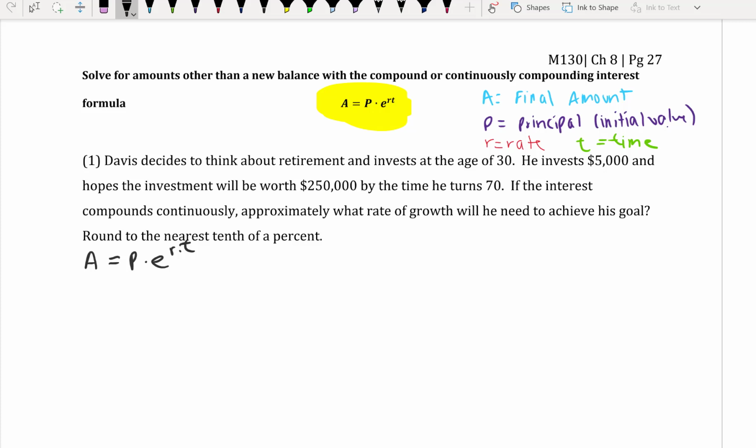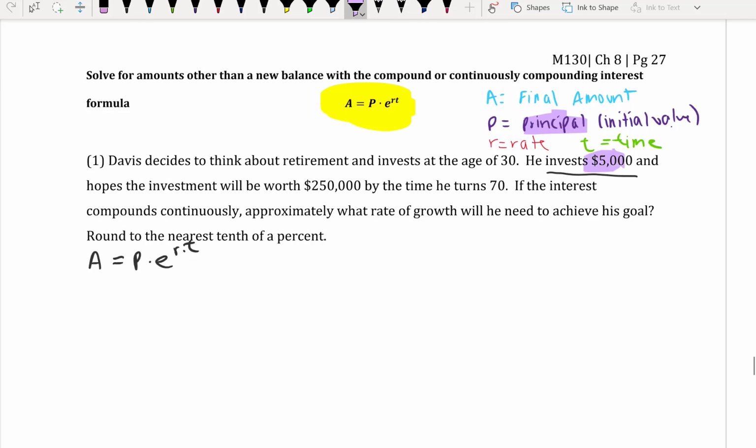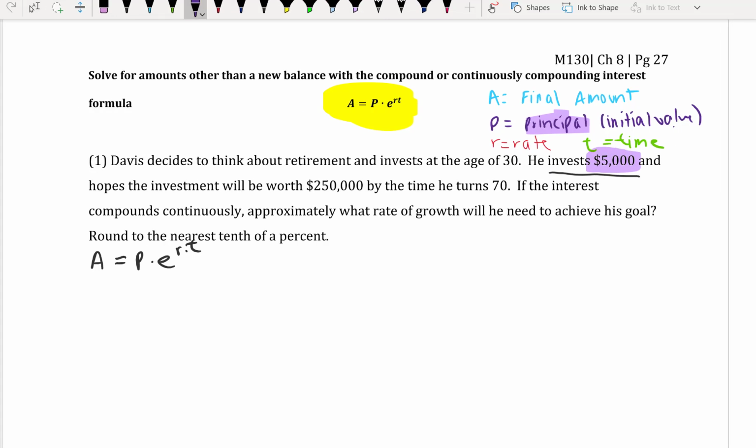So if I am looking at this first number, which they say he invests $5,000, well, that's your initial value. So that's going to be your principal amount. So here you're going to have that P, principal amount, is equal to $5,000. Then it specifically says that they want the final amount to be worth $250,000. So that's going to be your A. So your A value here is $250,000.